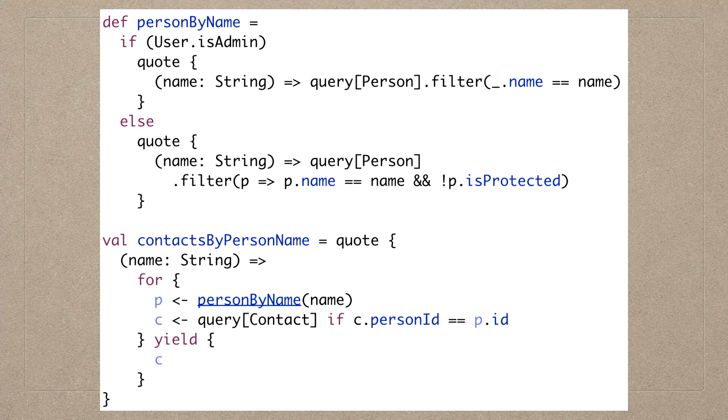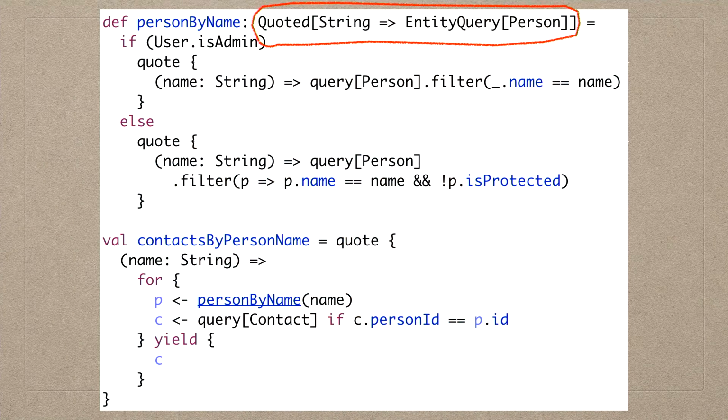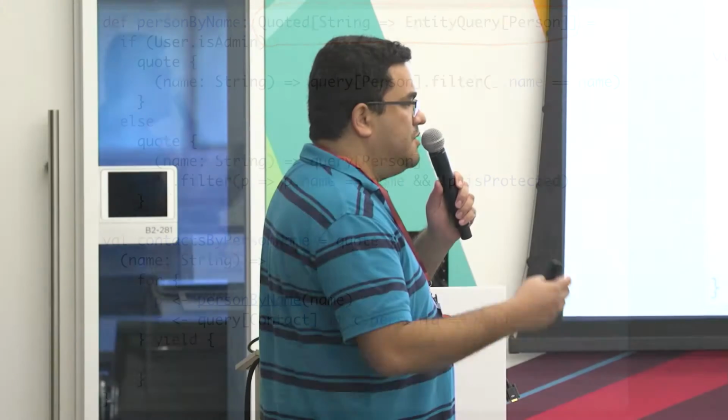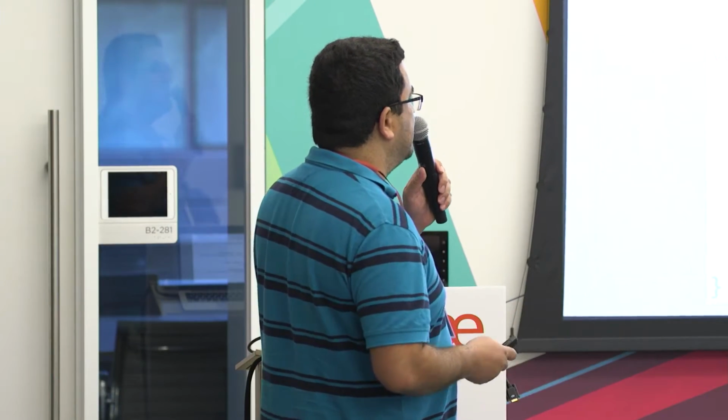So let's say that the person by name quotation checks if the user is admin and then returns all people. If it is not admin, it will return only people that are not protected, like a visibility filtering. And what will happen here, Scala will have to infer a type for the first quotation, and it will be quoted, this upstream to the entity query, and we basically lose the type annotation, right? So for a dynamic quotation, Quill doesn't have the information to continue doing things at compile time. So that's the first limitation.